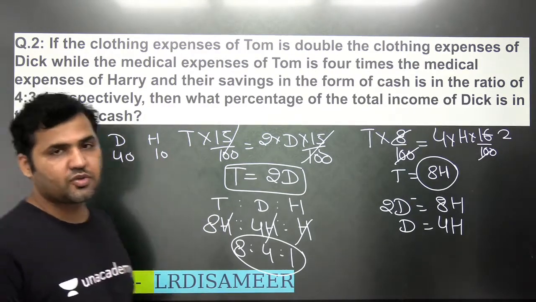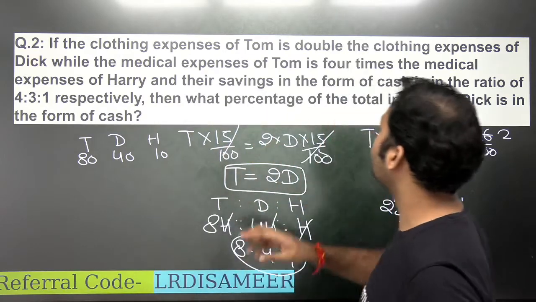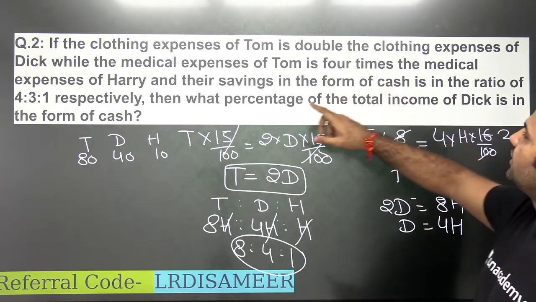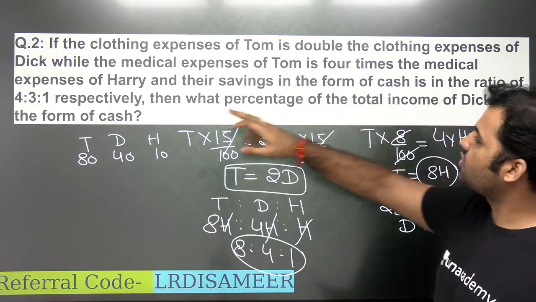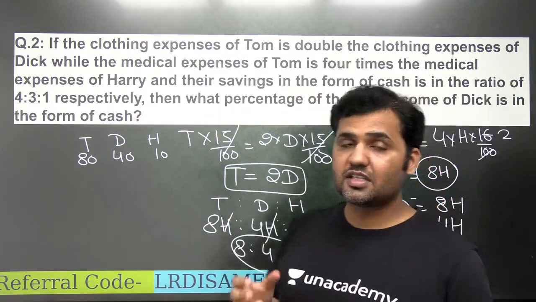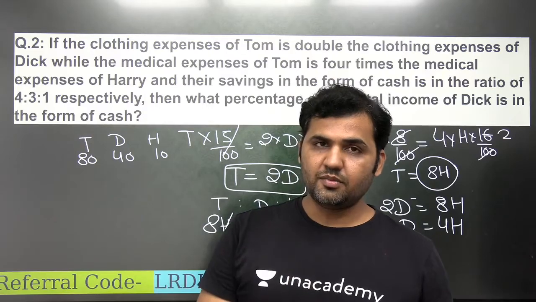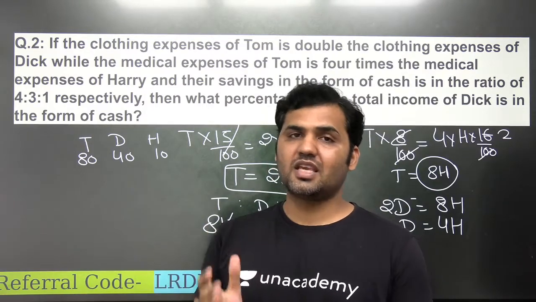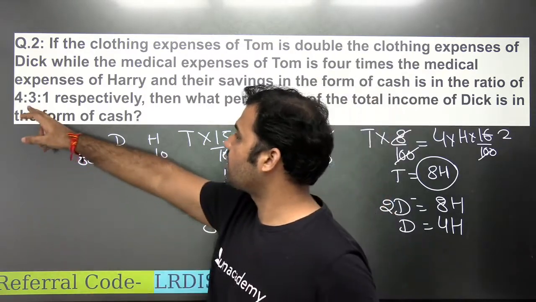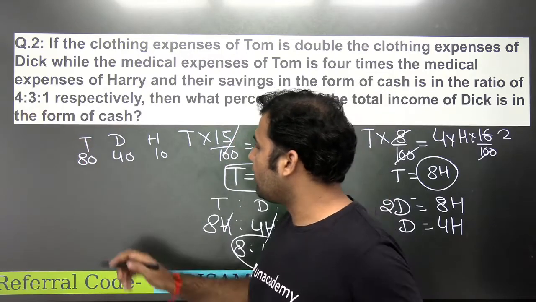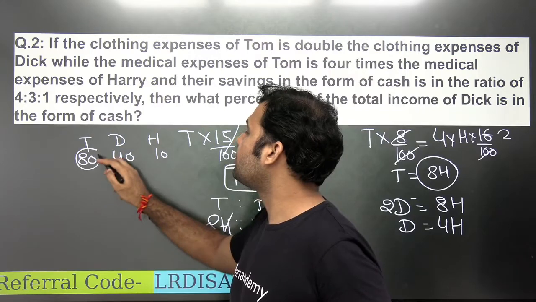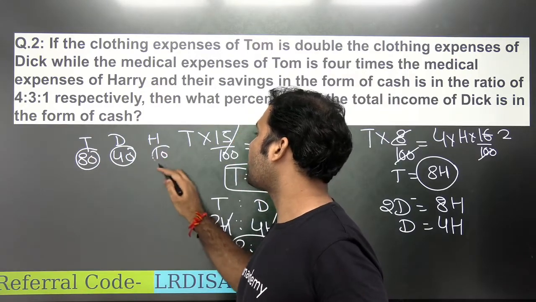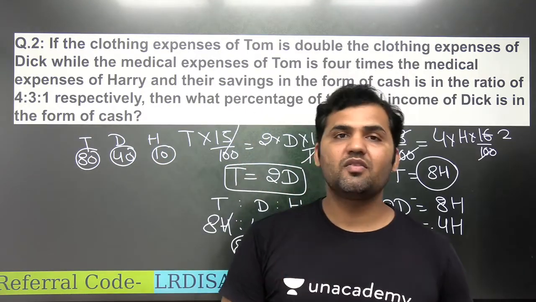Now what we are supposed to find out? We are supposed to find out that their saving in the form of cash is in the ratio 4:3:1 respectively. It is given in the question that Tom, Dick and Harry's saving in the form of cash is in the ratio 4:3:1. If you know the relationship between Tom, Dick and Harry's income, you see we can also find out what is the money that they're saving in the form of cash.